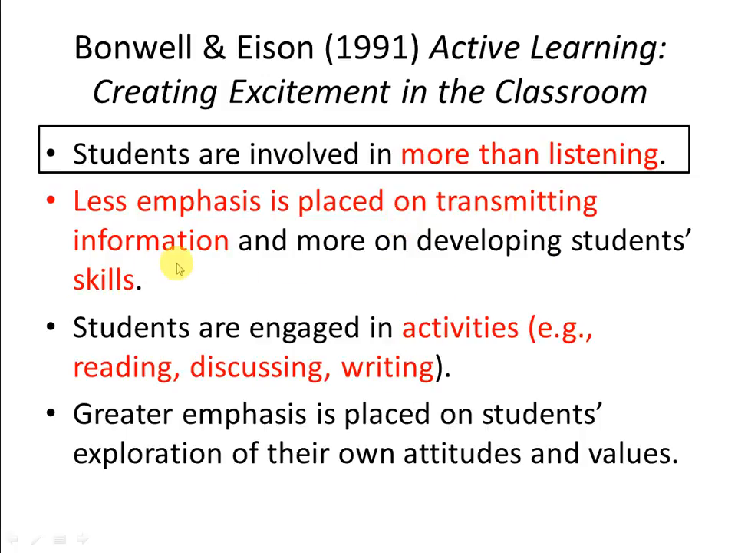Transmitting information. This is like the teacher explaining things. The teacher tries to transmit information. The teacher has many things to explain, and so they try to teach those things. But when we say active learning, the emphasis is not on that. Well, it's important, of course, but the emphasis is not on that part, but on developing student skills.